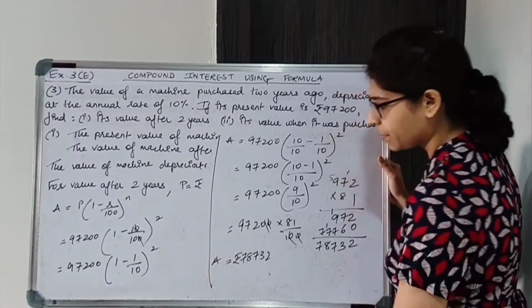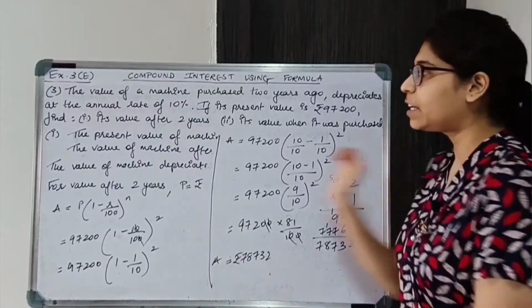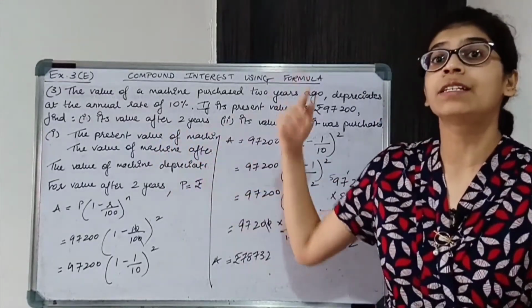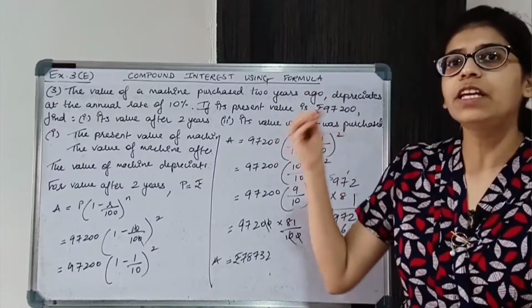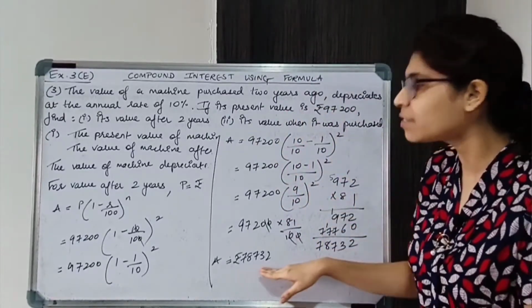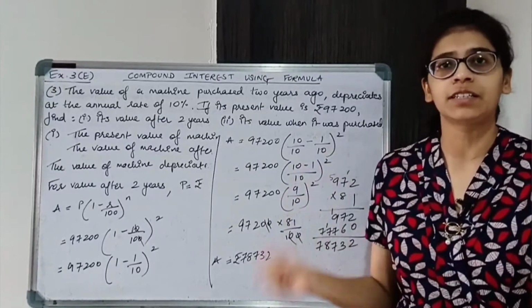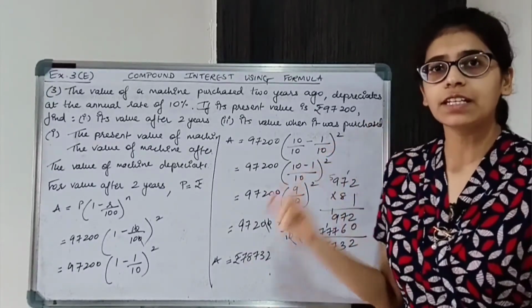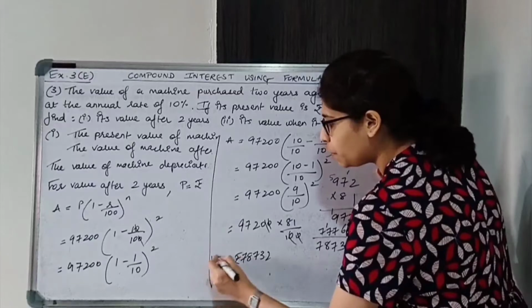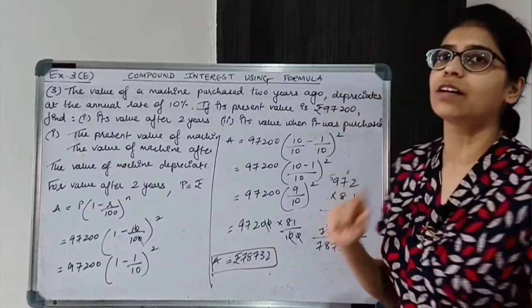So this is the value of the machine after 2 years. It is decreasing. Every year it is decreasing. So after 2 years the value of the machine is 78,732 rupees. So write down the final statement. Don't forget the rupee symbol and box the answer.